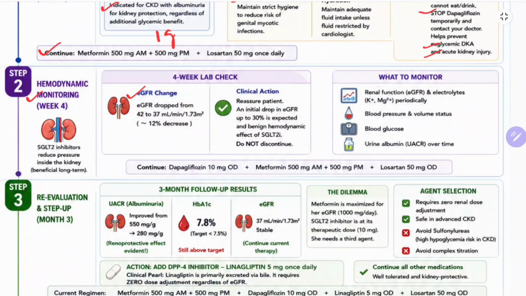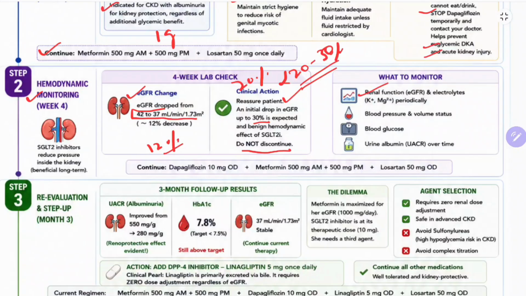So eGFR dropped from 42 to 37. So it is a 12% drop. So reassure the patient that an initial drop in eGFR up to 30% is expected and benign, a hemodynamic effect of SGLT2 inhibitors. Do not discontinue. This should be given. I said 20% earlier, but here it is 30%. Some books say 20%, some books say 30%. You can take any one of them. So less than a 20 to 30% decrease should be there. Okay, so it is 12% actually.